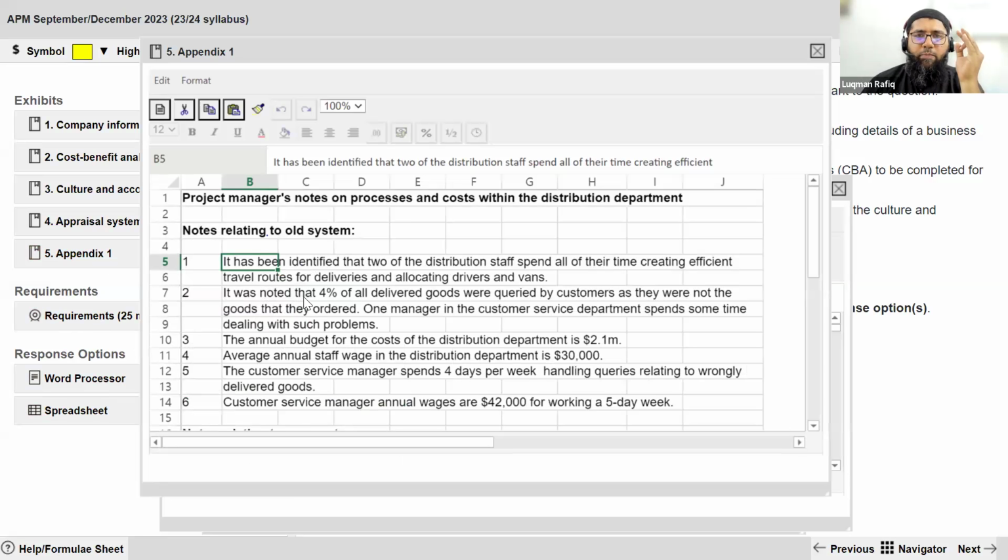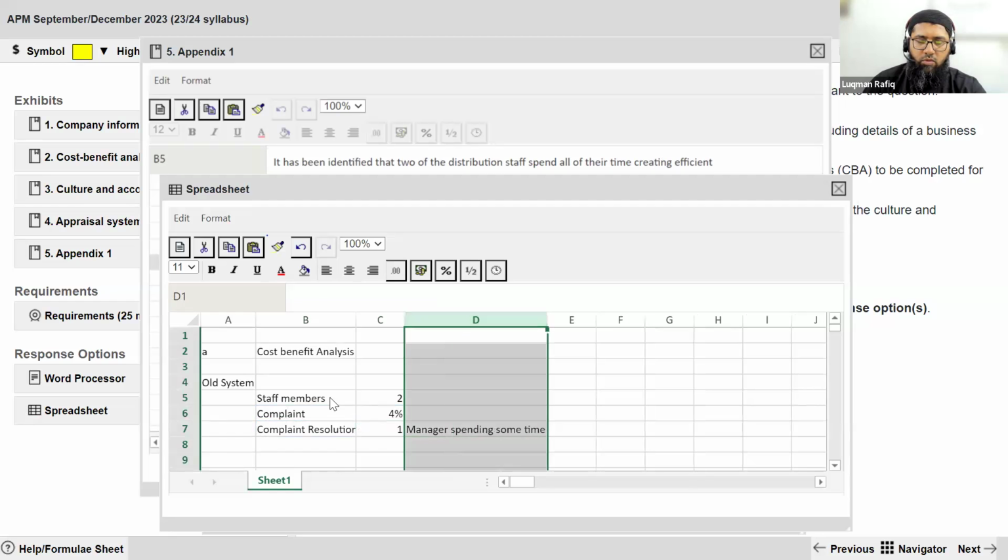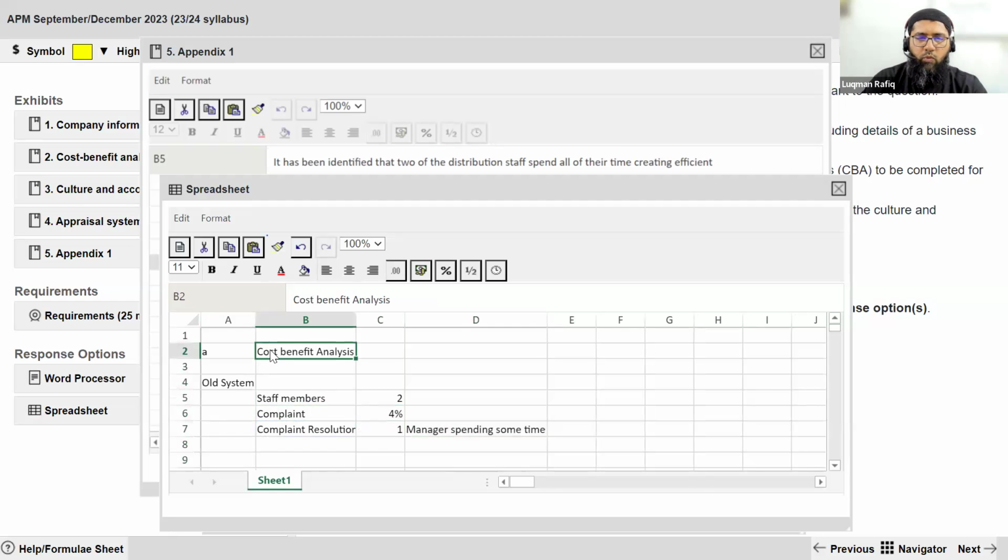It was noted that 4% of all delivered goods were queried by customers as they were not the goods they ordered. One manager in the customer service department spent some time dealing with such problems. Complaints are 4%. Complaint resolution, one manager is spending some time. Right? Now, what else is there?